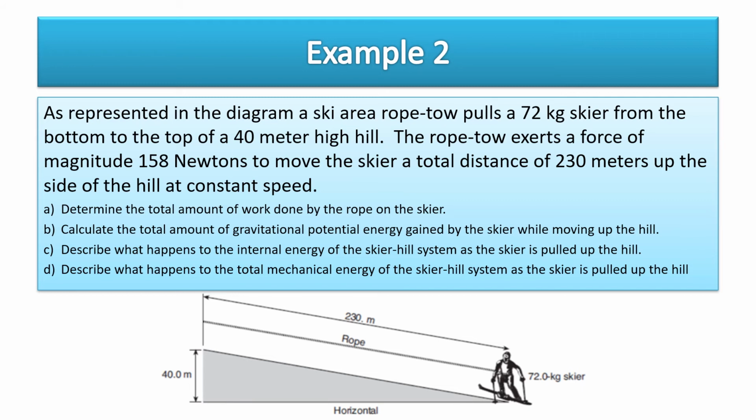So the rope is pulling this way with a force of 158 newtons, and the displacement is in the same direction. See how they labeled that in the diagram for you? They're trying to show that the displacement is parallel to the force. So if you think about the work being done, it says, A, determine the total work done by the rope on the skier.